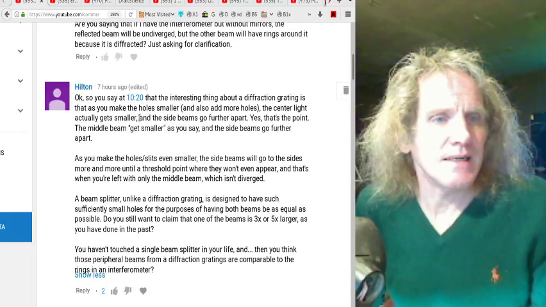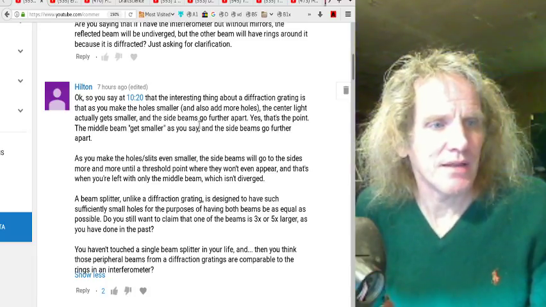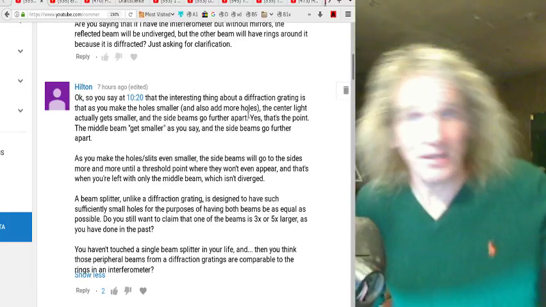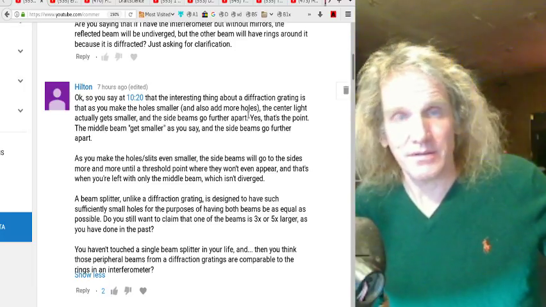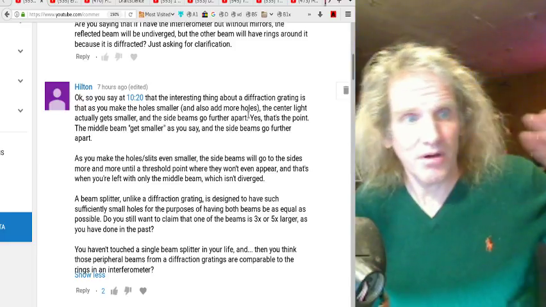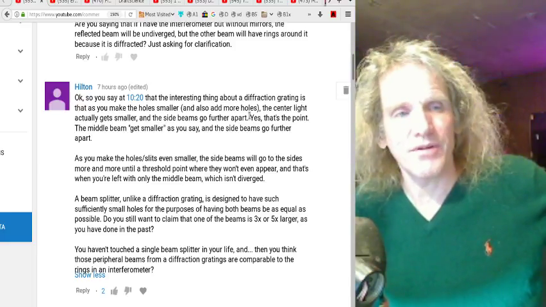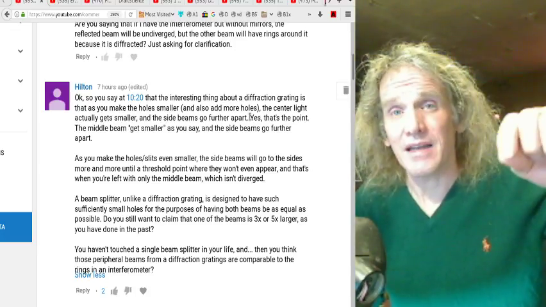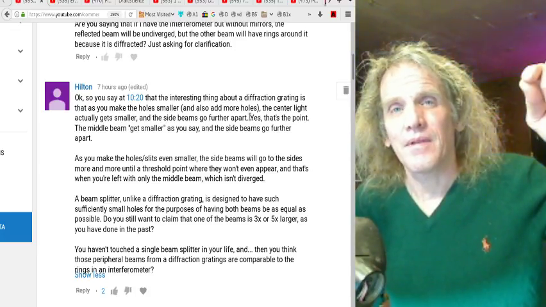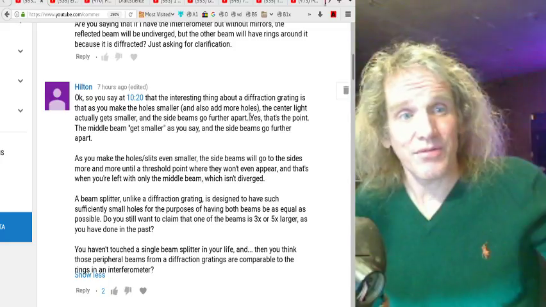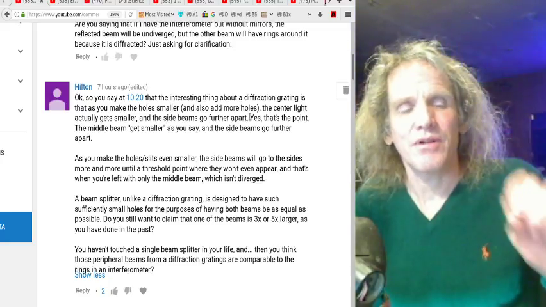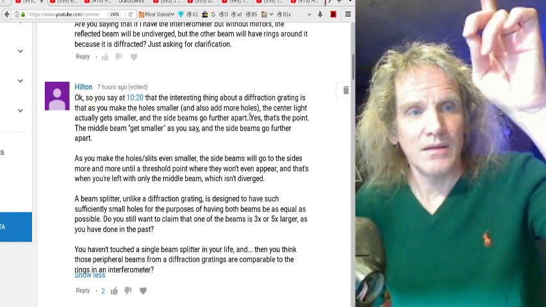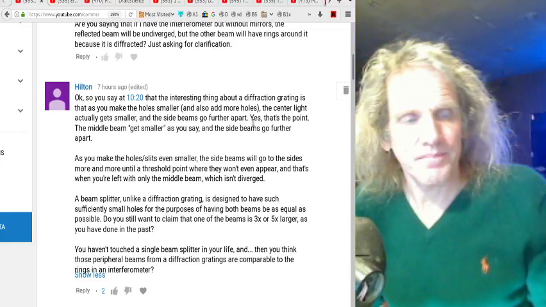Okay. Actually get smaller and the side beams go further apart. Yes. So you're losing the light that's spreading. The partner dots aren't even in the experiment anymore. They've diverged so much. And your center point is confined, but not as much as their math says. I don't think it comes anywhere close to being as focused as they claim.